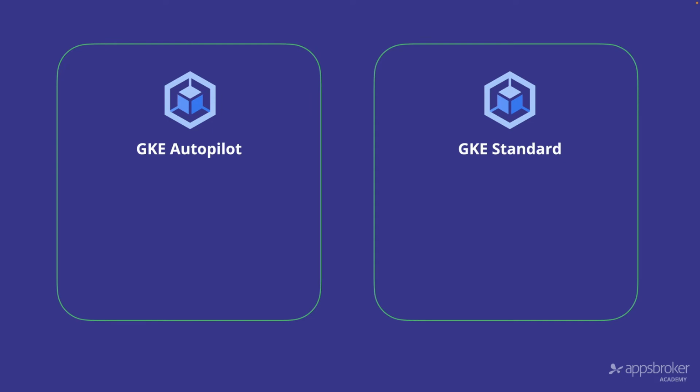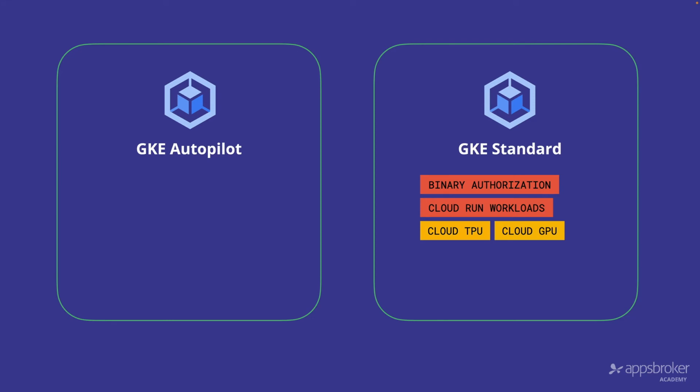Now some things are not supported. For example, right now, binary authorization of container images is not supported for GKE Autopilot, and there is no support yet for Cloud Run workloads, Cloud TPUs, or GPUs. But hopefully these things will come to GKE Autopilot in the near future.